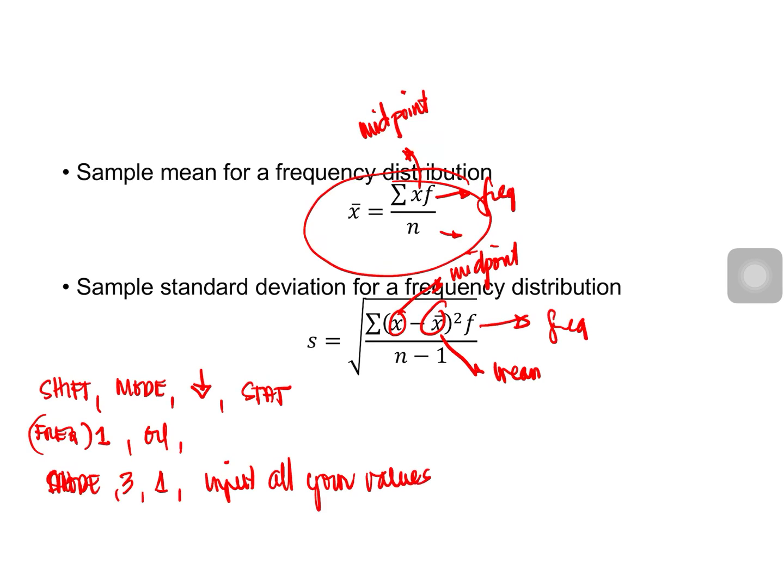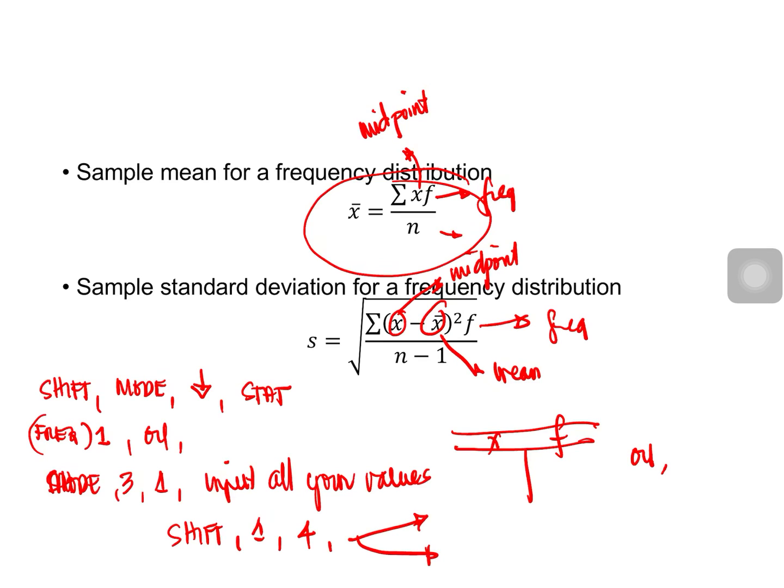You're going to see this. In your calculator you have your x and this is your f. You just need to input all your values there. Then after that press on and then shift 1, then 4, and then you can choose 2 for the mean and 4 for the standard deviation.